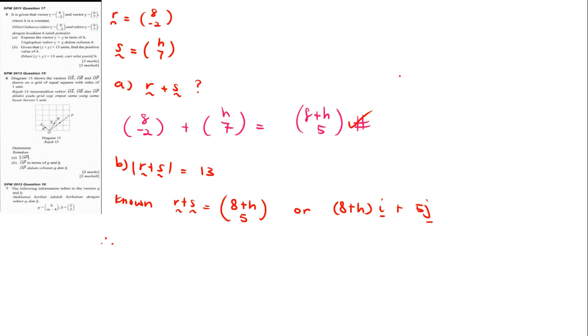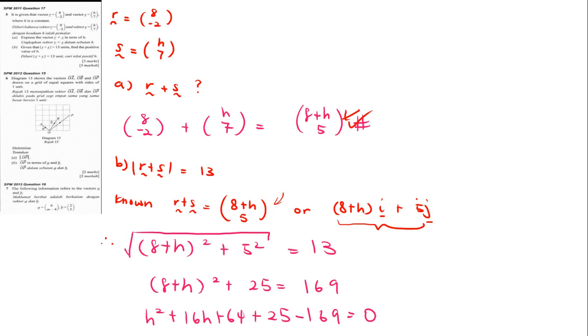And part b, given that the magnitude of r plus s is 13, so we know that the magnitude of this is 13. We can express this in its x and y components, in terms of i and j, and use the Pythagorean theorem. I hope you still remember this formula. The i represents the x component and the j represents the y component; we square them, add them all, and set it equal to 13. So this is the magnitude, and we eliminate the square root, we get (h minus 2) squared plus 25 is equivalent to 169, and do the algebra.